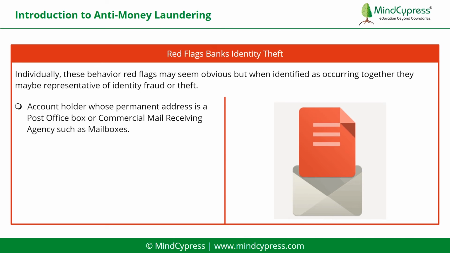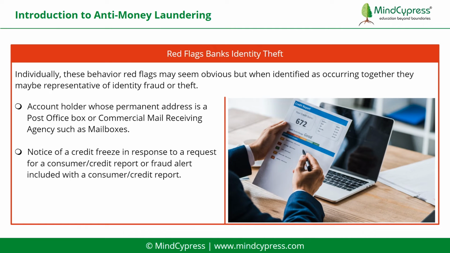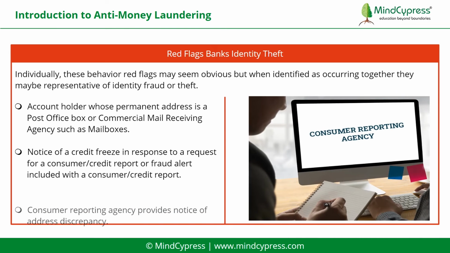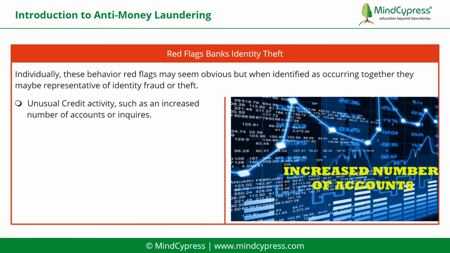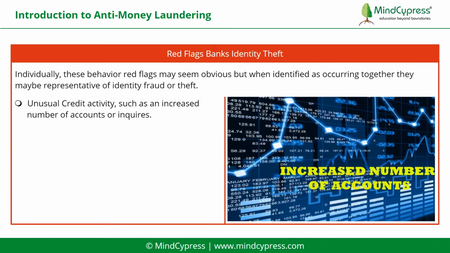Account holder whose permanent address is a post office box or commercial mail receiving agency, such as Mailboxes. Notice of a credit freeze in response to a request for a consumer credit report, or fraud alert included with a consumer credit report. Consumer reporting agency provides notice of address discrepancy. Unusual credit activity, such as an increased number of accounts or inquiries.